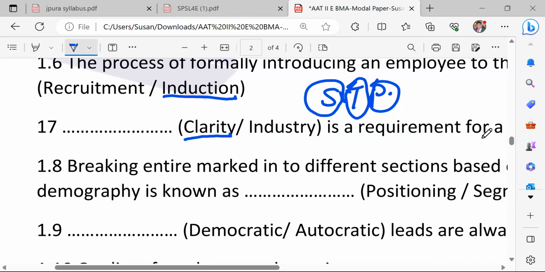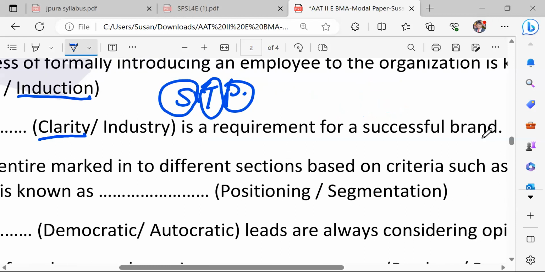The piece we have identified in that case is known as segmentation. Introducing a good or service to the market, that is positioning. This is segmentation.